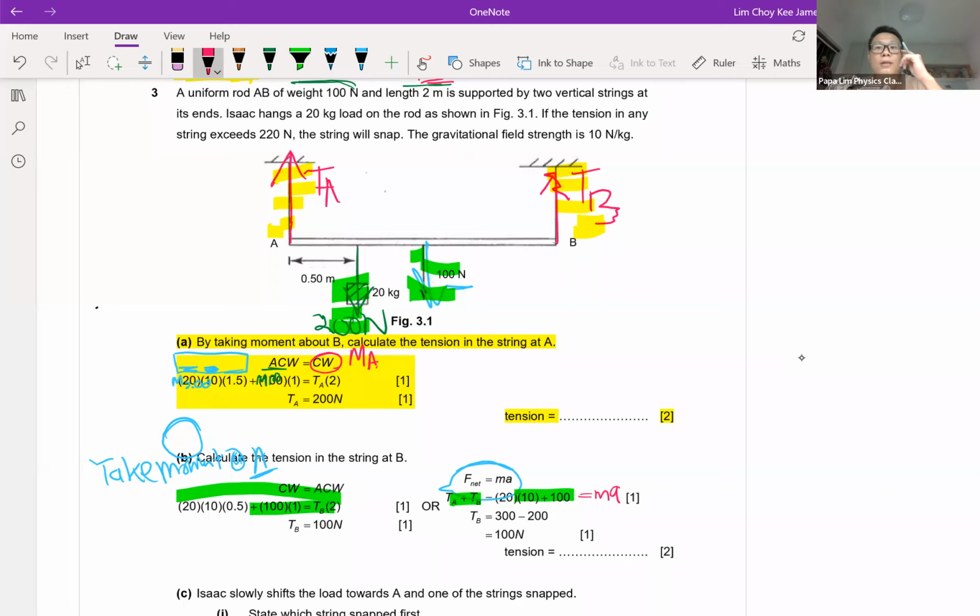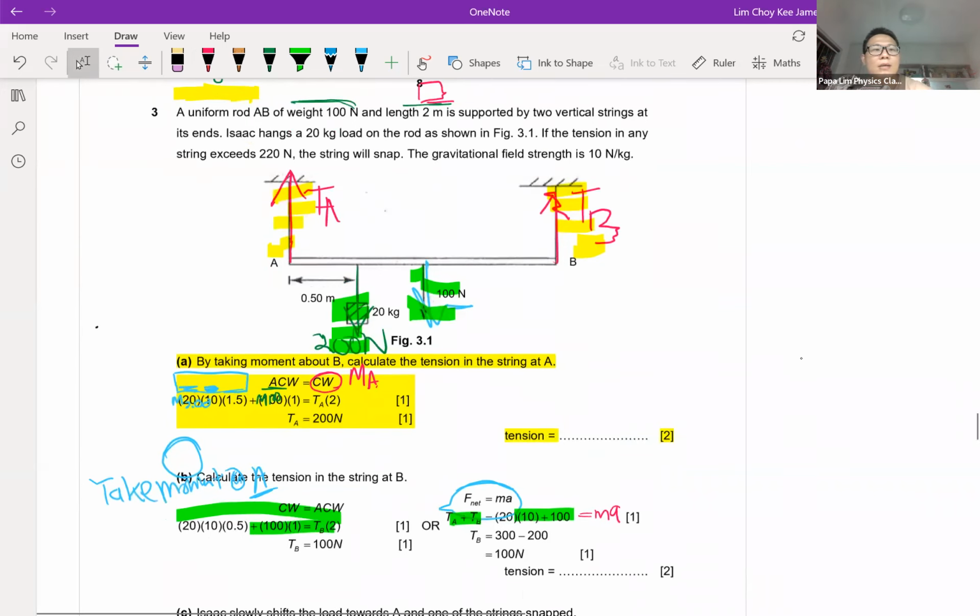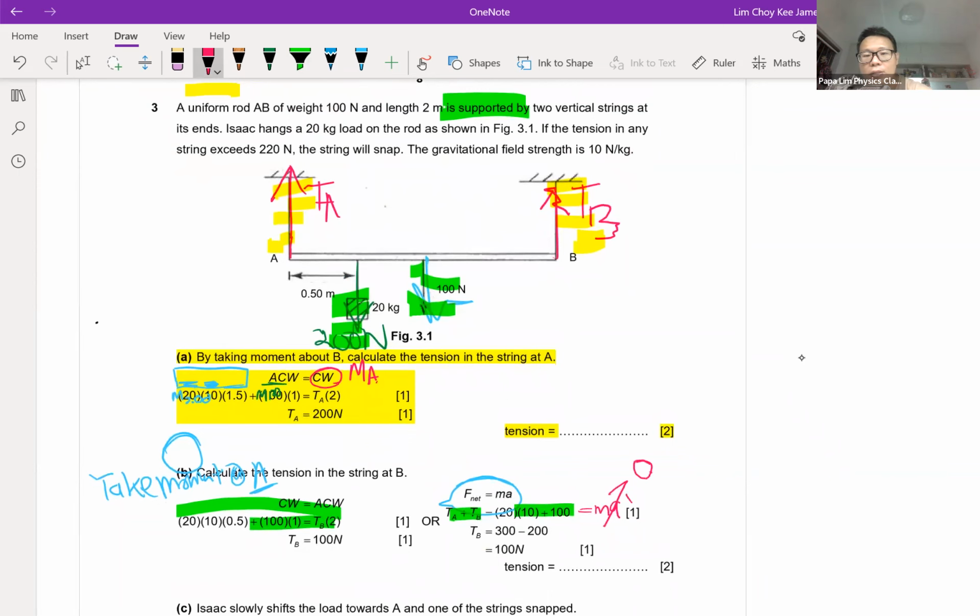Okay, and of course, in this case, students, you may wonder, where is the acceleration? Remember the question says it is in support. In support means it's actually in balancing, it's actually in equilibrium, aka it is not moving at all. So my acceleration is actually 0 meter per second squared.